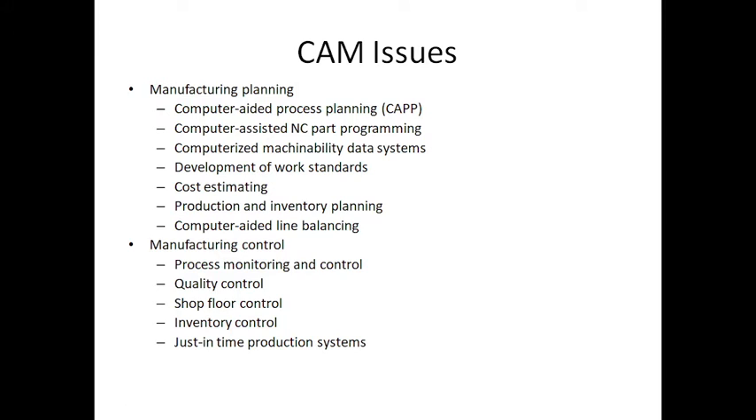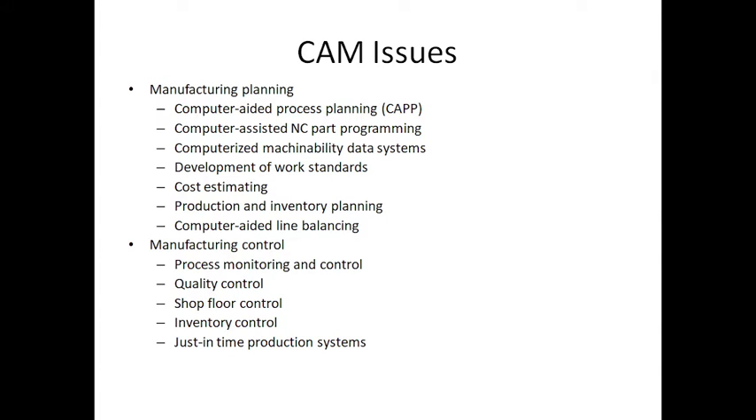As far as the CAM issues are concerned, there are a variety of issues, starting from manufacturing planning and manufacturing control. In manufacturing planning, you have issues like computer-aided process planning, computer-assisted APT part programming. You generate NC code with the help of the CAD model, and by selecting the appropriate manufacturing resources or machines. Then you have computerized machinability data systems, where you identify what kind of feed, speed, depth of cut, etc. will be appropriate to produce that part.